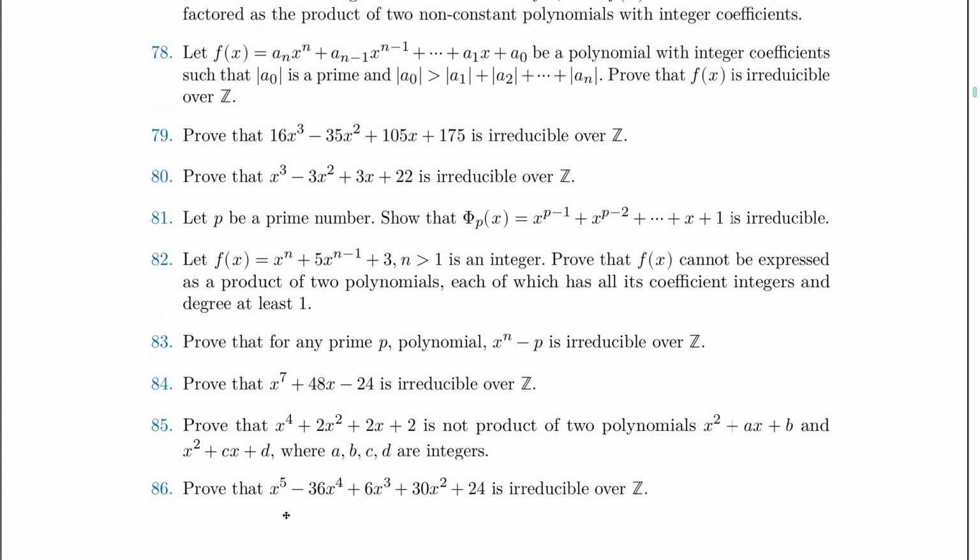Now question 86 says that prove that x to the power 5 minus 36 x to the power 4 plus 6 x cubed plus 30x square plus 24 is irreducible over z. Now clearly you can see that all the coefficients are multiples of 3 or even 6, but 6 is not a prime number, so we will choose 3. So in this case all these coefficients are divisible by 3, but the constant is not divisible by 3 square, so the polynomial is irreducible.